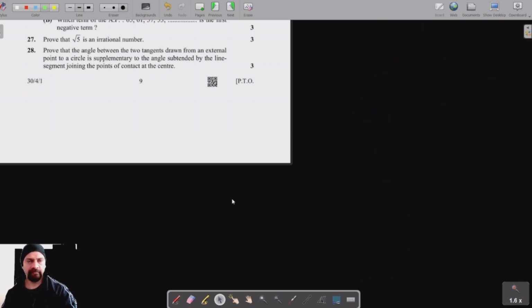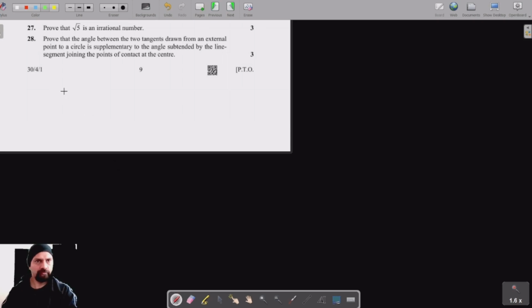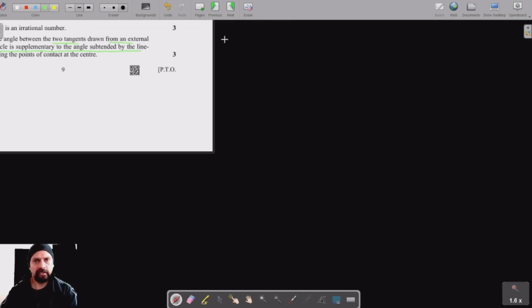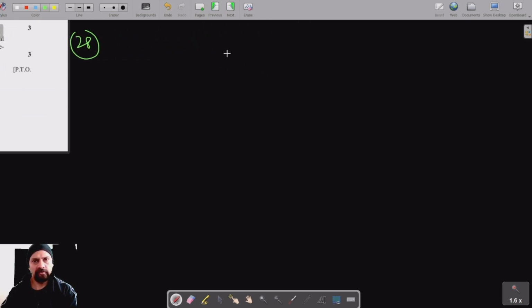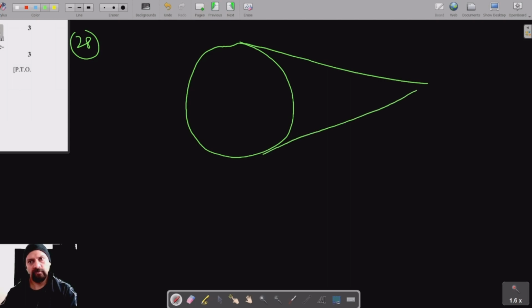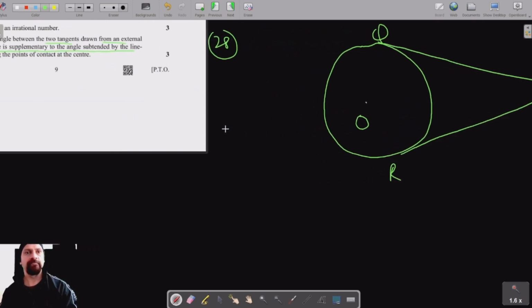Okay, for question number 28, we have to prove that the angle between the two tangents drawn from an external point to a circle is supplementary to the angle subtended by the line segment joining the points of contact at the center. Let's try to understand and sketch a figure for this. This is the circle, and the angle between two tangents drawn from an external point. Let's say this is the angle P. PQ and PR are the tangents. O is the center of the circle.